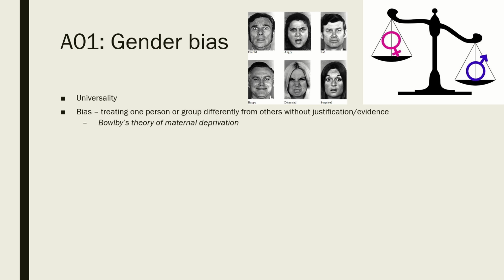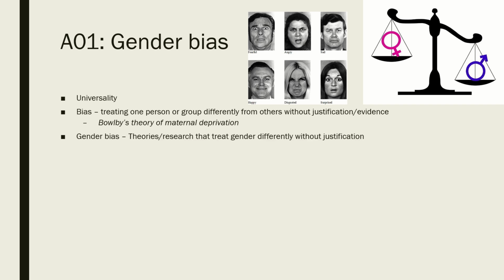However, there are issues with bias. The definition of bias is treating one person or a group differently from others without justification or evidence. So considering or drawing lines between one person or a group of people without justifiable reason.